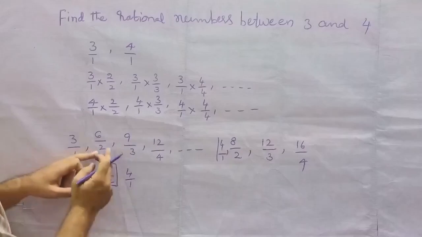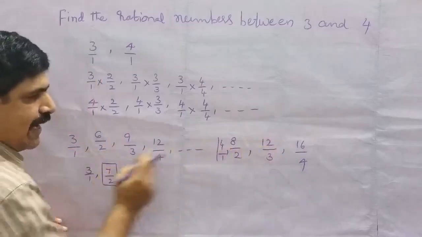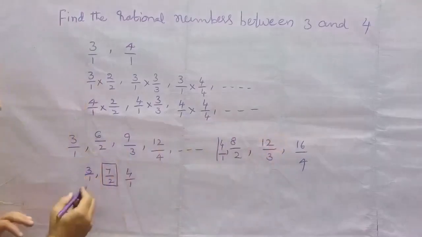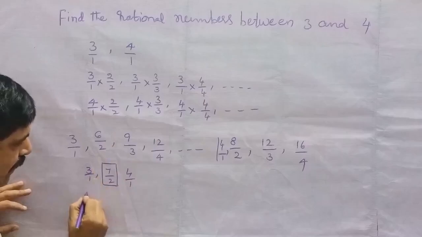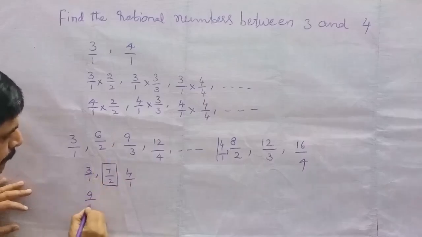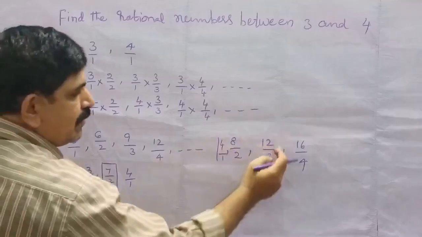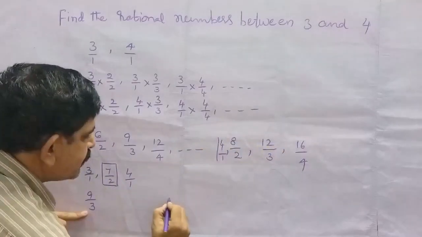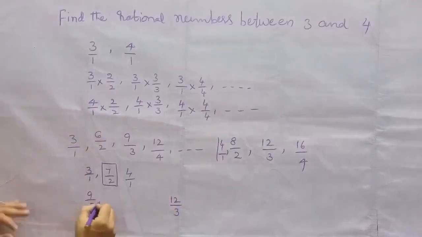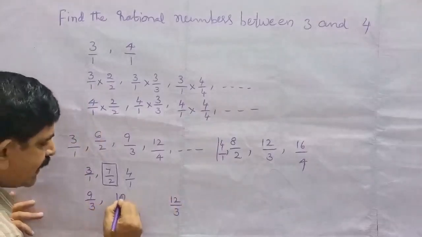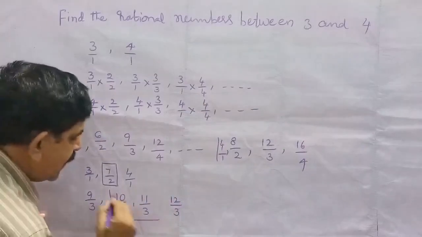Second one, 9 by 3 and 12 by 3. 9 by 3 is 3, 12 by 3 is 4. Here the denominators are equal, therefore we can write 10 by 3 and 11 by 3. So these are the rational numbers.